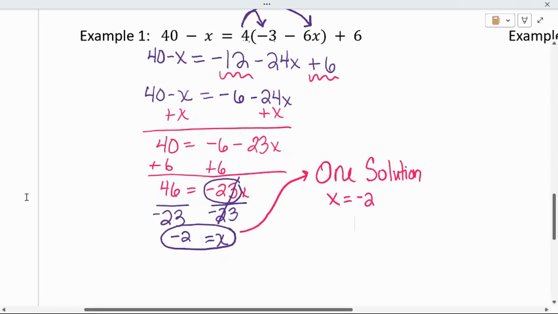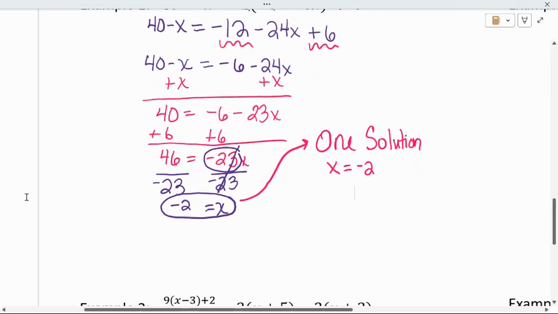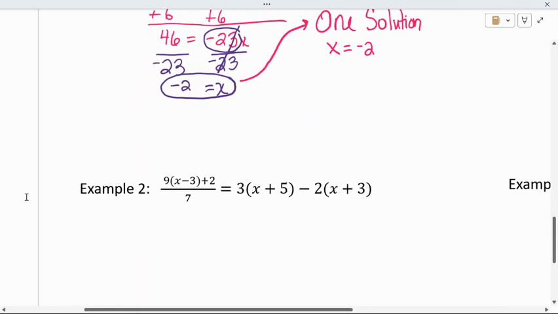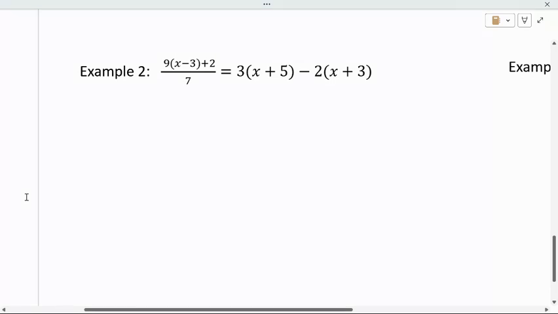I'm going to scroll down to example number 2. What in the heck is going on here? Okay. So what do you think we need to do first? We still have to distribute to get rid of all of those parenthesis groupings. And there's a lot of them, right? We have 3 sets of parentheses.